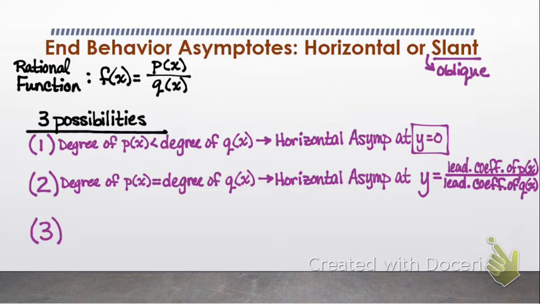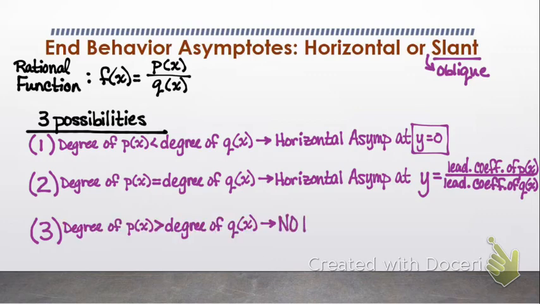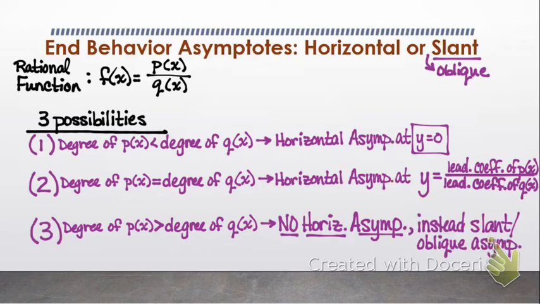And then our third and final possibility is that the degree of p of x is bigger than the degree of q of x. So the degree of the numerator is bigger than the degree of the denominator. And when that happens, there is no horizontal asymptote. We end up with a slant or an oblique asymptote. So there's our 3 possibilities there.